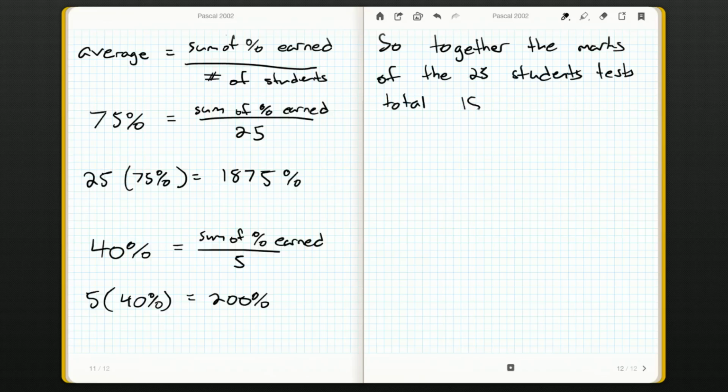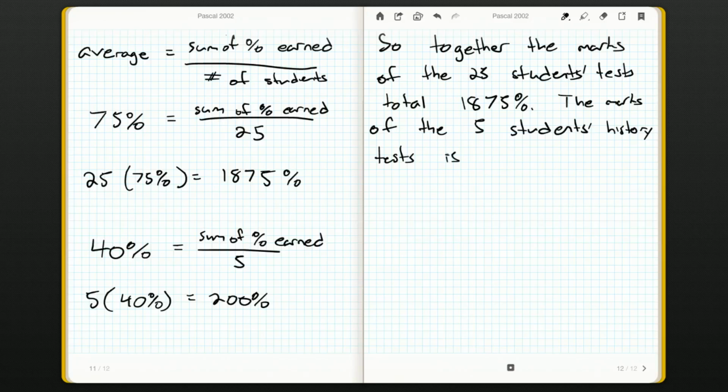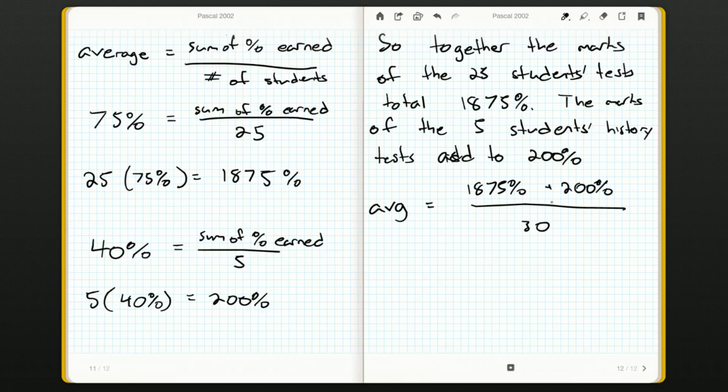I will just write a little summary. Okay, but we want the average of all 30 students. So we don't know what that average is, but we do know it's over 30 students, and we want the total marks earned. Well, we know 25 of them earned 1,875%, and the remaining 5 earned 200%. So now we can just add these.